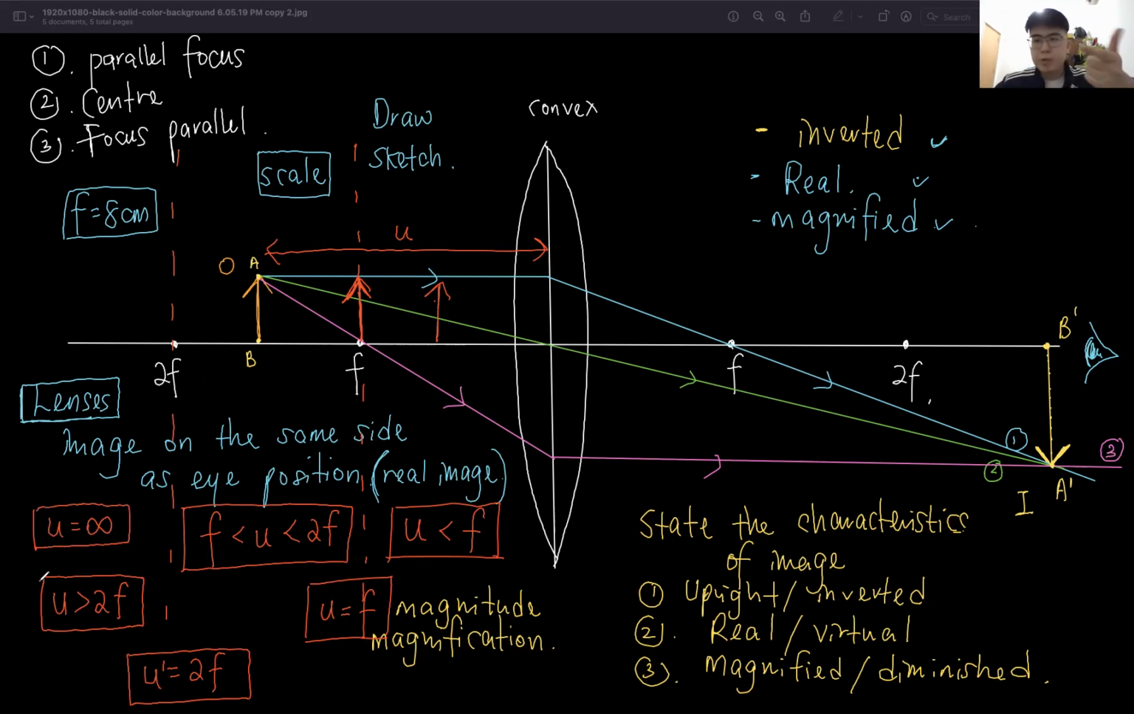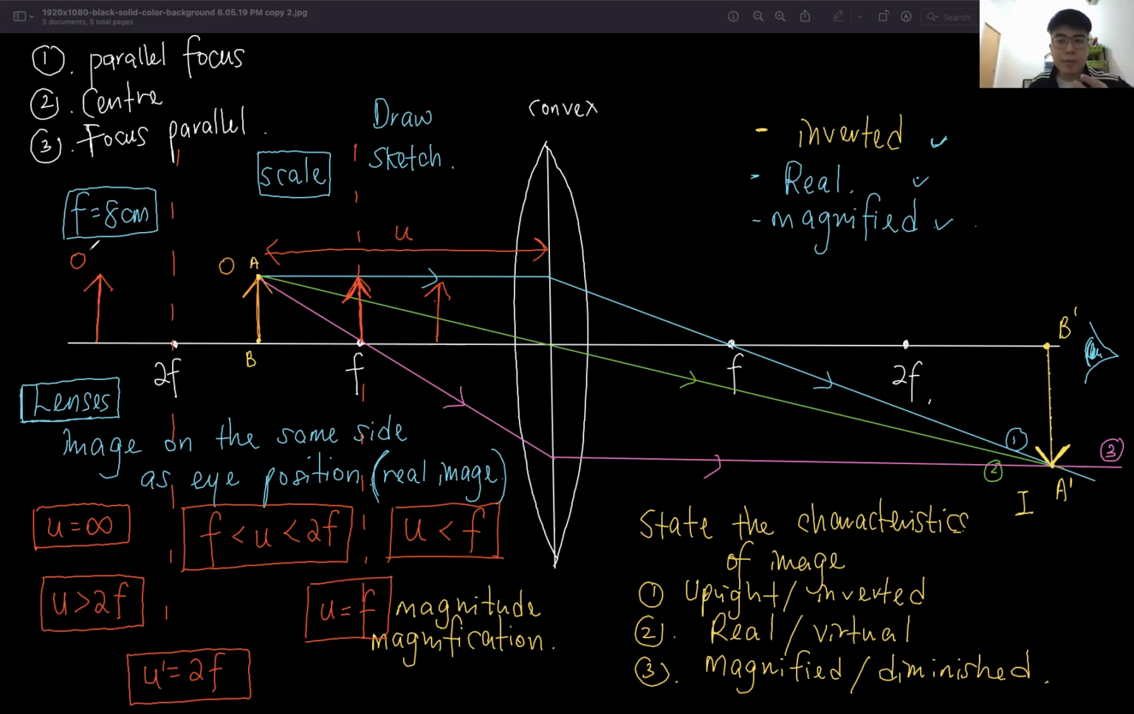What's the difference between bigger than 2F and infinity? Infinity is very, very far away. U bigger than 2F could be still somewhere near the lens. Okay, still somewhere near the lens, not as far as infinity. So the difference is that for U bigger than 2F, usually we would draw the object. Okay, I can draw the object here. So this would be U bigger than 2F. I still can see the object. It's somewhere near the lens.